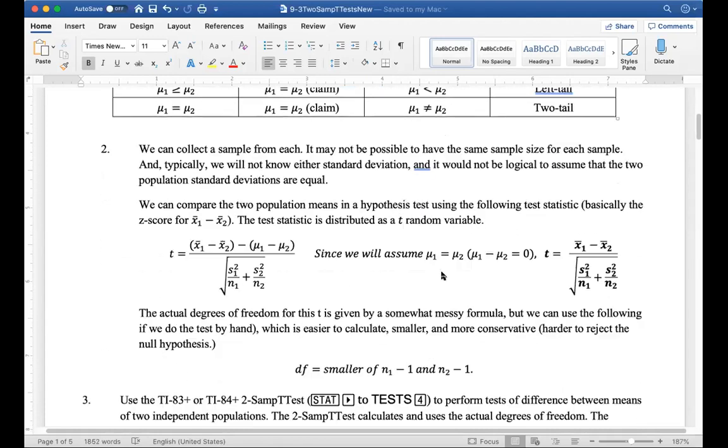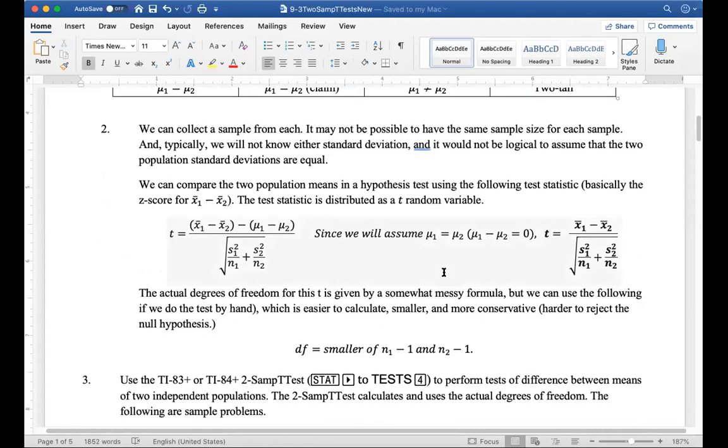We can collect a sample from both populations, and the sample sizes do not have to be the same. And we're also assuming that we don't know the standard deviations, and we'll assume that the two population standard deviations are not going to be equal in every case.